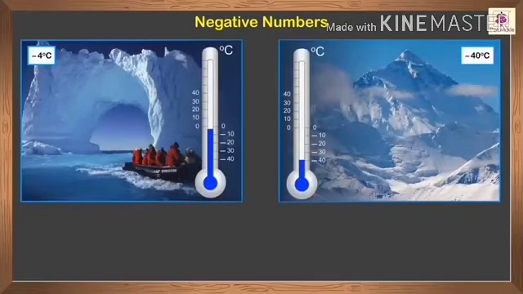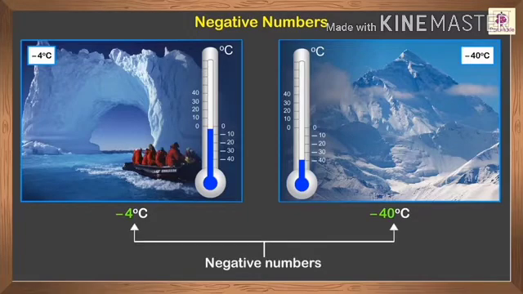For example, in a few cold regions in the world, the temperature goes below 0 degrees Celsius, that is, negative 4 degrees Celsius, or even below negative 40 degrees Celsius. The numbers negative 4 and negative 40 are less than 0 and are called negative numbers.